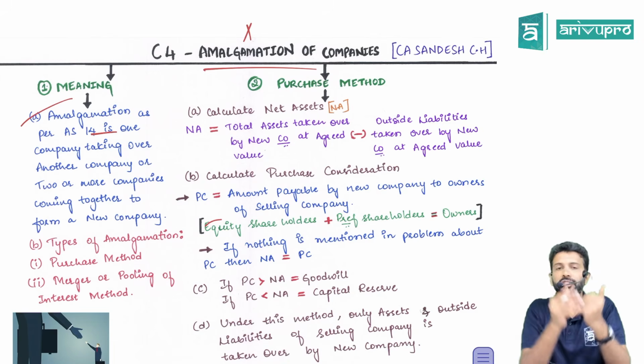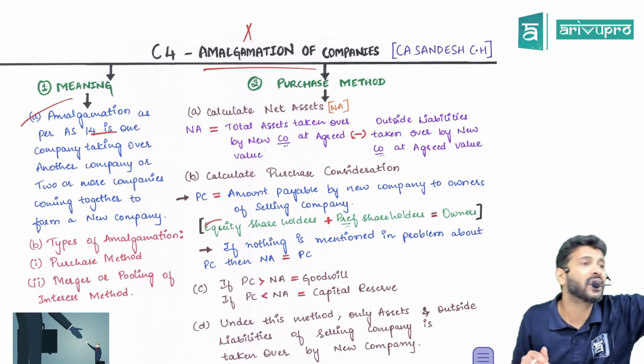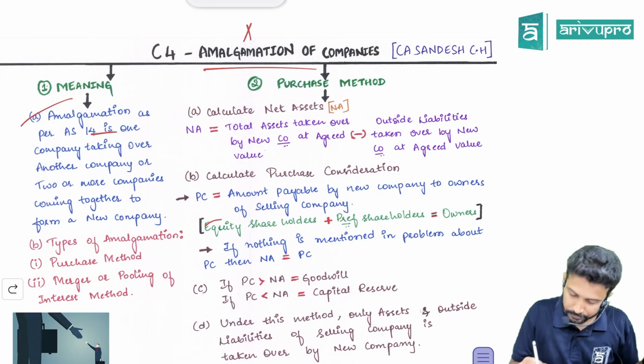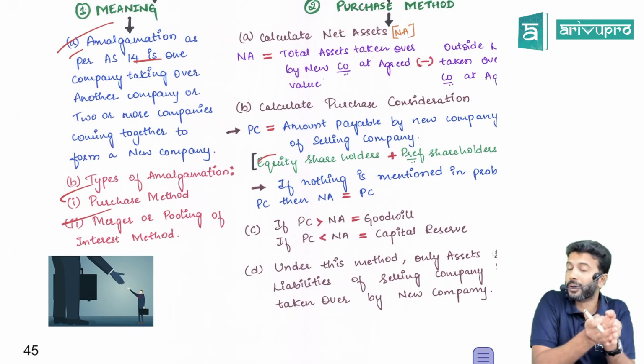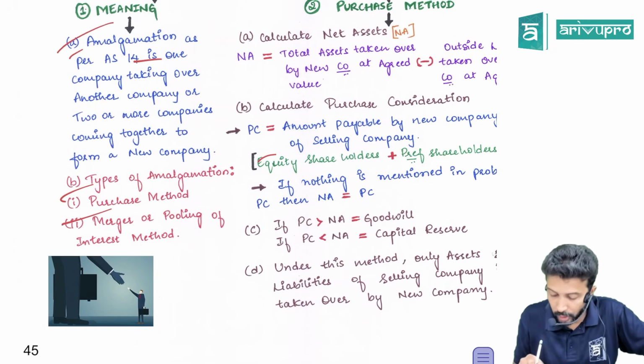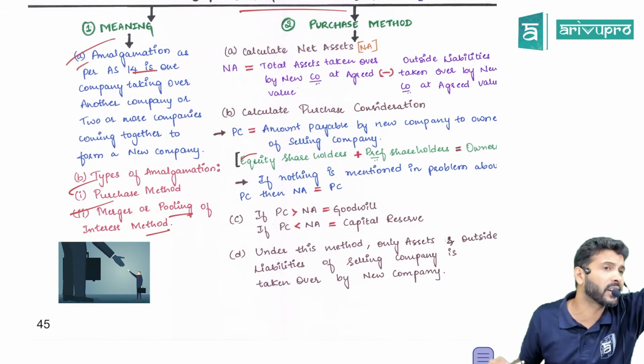Okay, and as per AS 14, there are two methods through which you can account for amalgamation. They are the purchase method and the merger method. Merger method is also known as pooling of interest method. For the merger method, there are about 5 conditions. What are those 5 conditions?